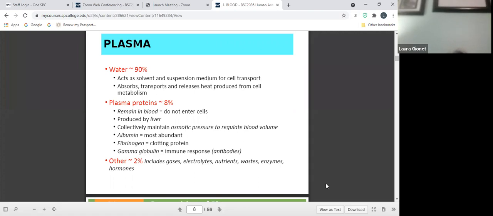Albumin is one of those. It's the most abundant to maintain an osmotic gradient. Fibrinogen is active in clotting, and gamma globulins are active in the immune response. They're the antibodies. And then about 2% are your gases, electrolytes, nutrients, wastes, enzymes, and hormones that are being transported.